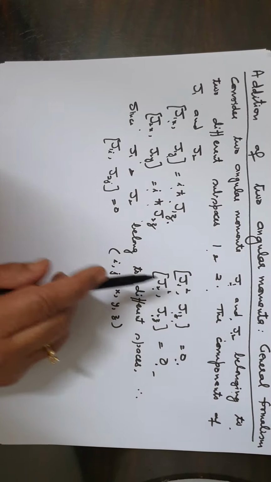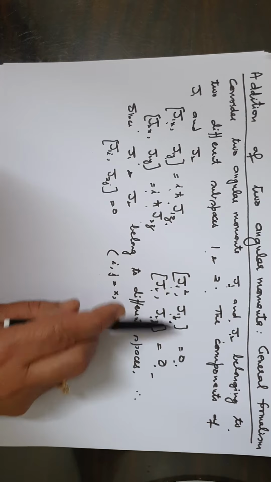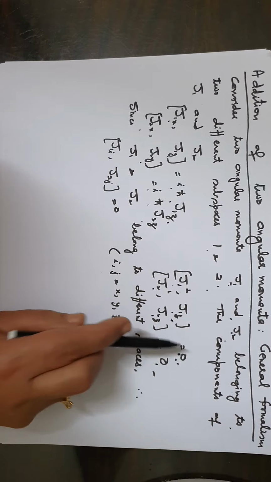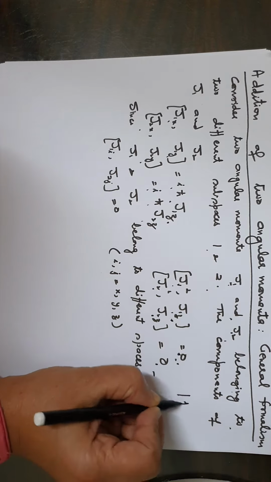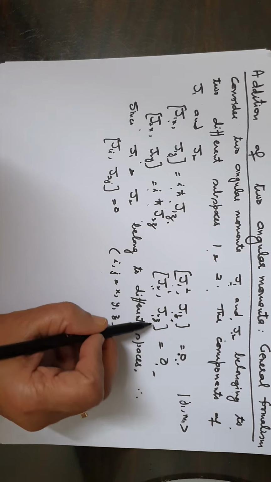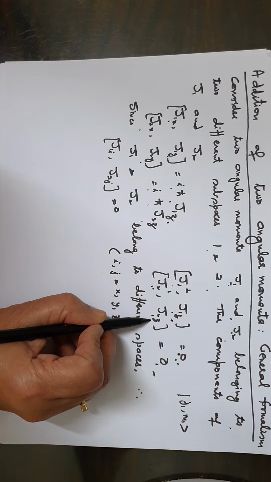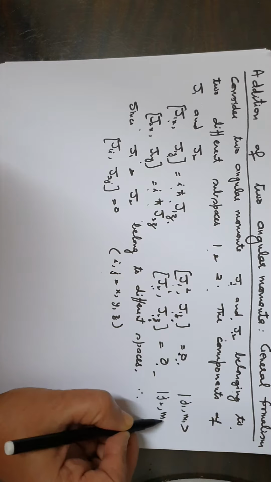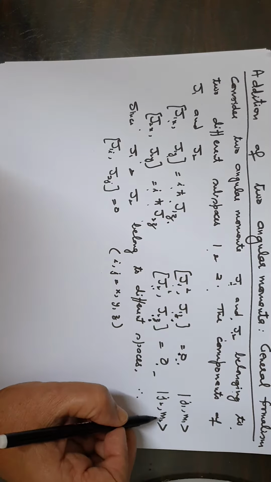Now, since J1² and J1z are compatible with each other, they will have a simultaneous eigenket. We write it down as |J1 M1>. Similarly, J2² and J2z are compatible with each other, so they will have a simultaneous eigenket. We write this simultaneous eigenket as |J2 M2>.